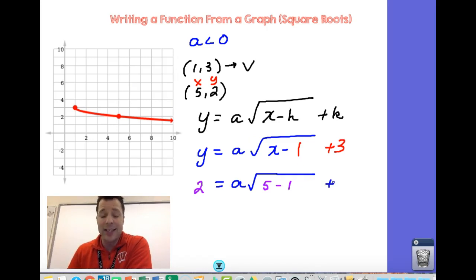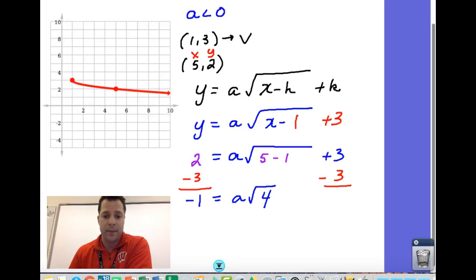So again, isolating the radical. Okay, I can go ahead and subtract 3 from both sides, so I'm going to subtract 3. And I'm going to have -3 here. And so I get -1 equals a times the square root of 4. Okay, and so we know that -1 is going to equal 2a, right? The square root of 4 is 2. So the last step is I divide each side by 2 to get a alone.